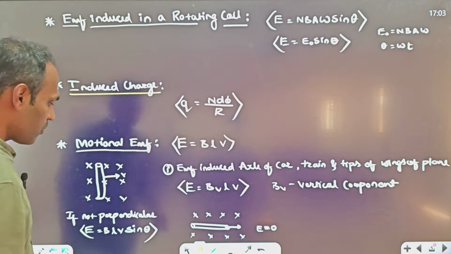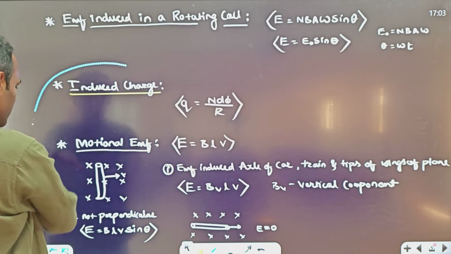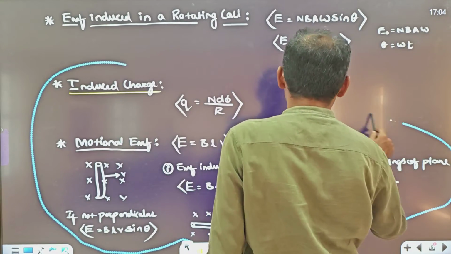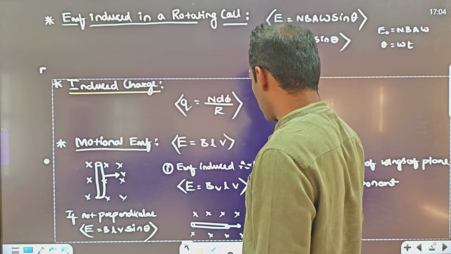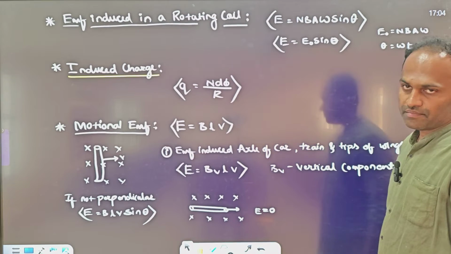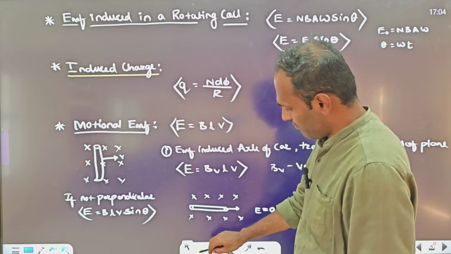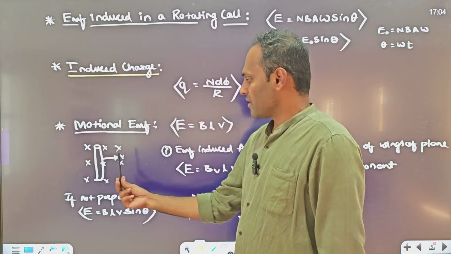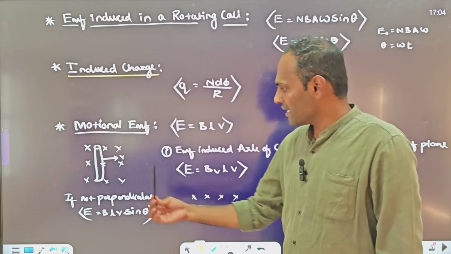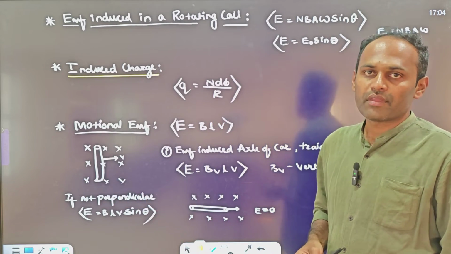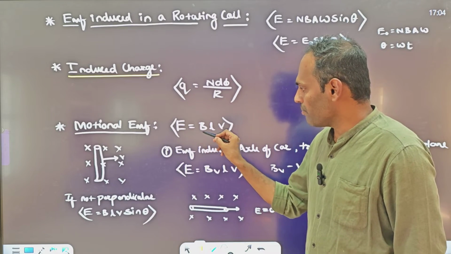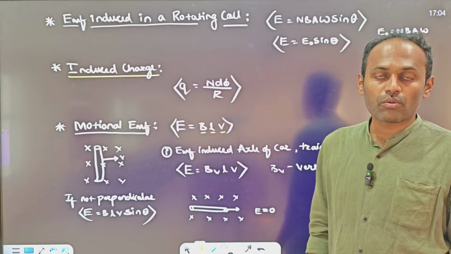Motional EMF. See, what do you mean by this motional EMF? Motional EMF means it is the EMF which is produced in a rod, in a straight conductor, due to the motion of that rod in the magnetic field. See, here we have taken a rod which is like this. Magnetic field is inwards. And that rod is moving perpendicular to the magnetic field. Then an EMF gets induced in this rod. And that EMF is given by E is equal to B into L into V. Right? This is called motional EMF.